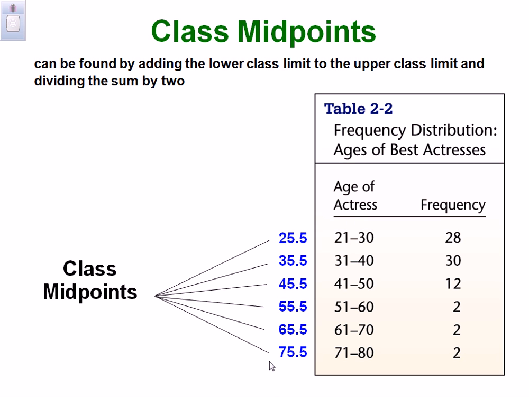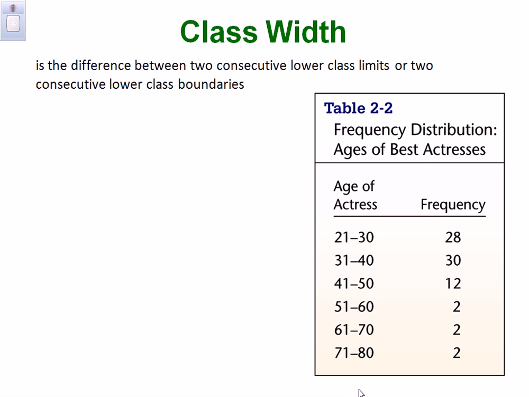They can also be labeled with the midpoints, and that's what you would use if you were given the graph and had to work backwards. We're starting with the data and we're making the graph this year. Okay, class width is the difference between two consecutive lower class limits.